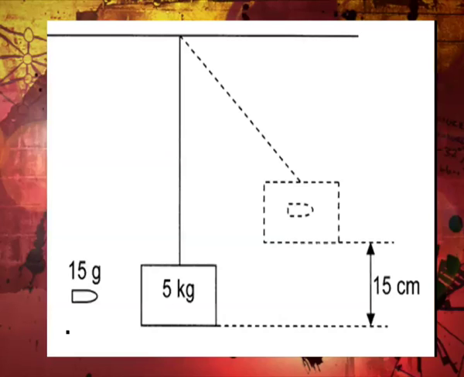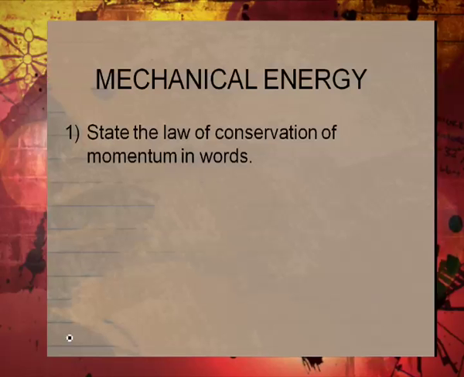All right, so this is the diagram that tells us what's happening. There is the bullet hitting there, getting embedded into the block, and the bullet-block system moves together to that height. They swing together to that height. Now let's look at the questions. State the law of conservation of momentum in words. You need to be able to do this. We have done this already, so it's some bit of revision.